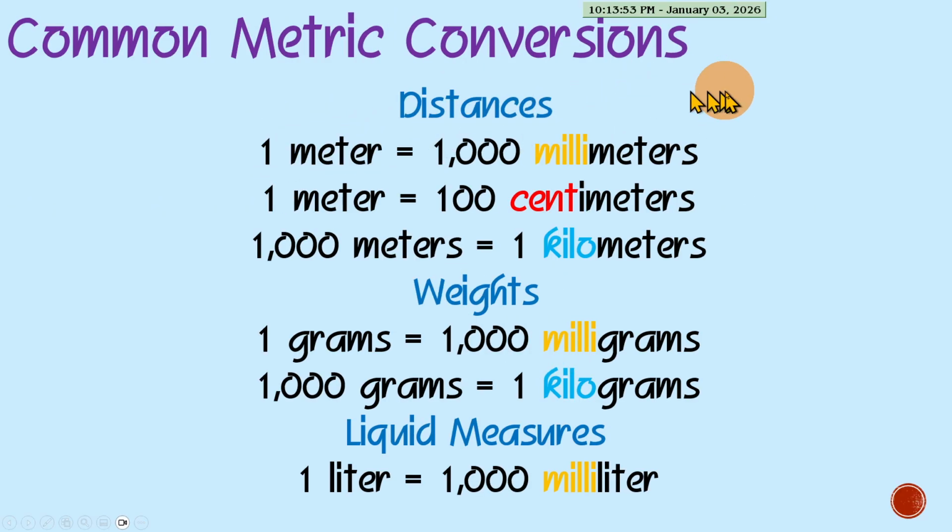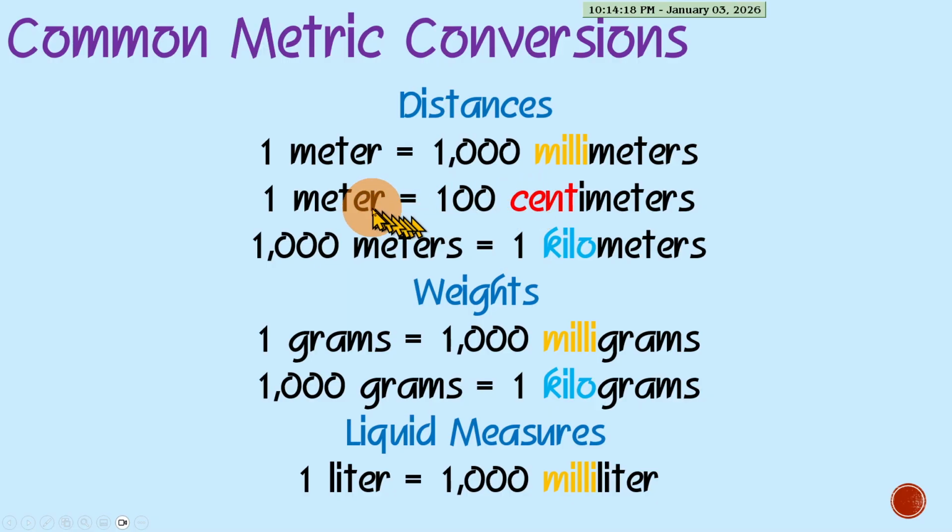These are common metric conversions that you need to know ahead of time going into the BGCSE. If you do not know these conversions, you will not be able to do the conversions. When you see milli, notice it's 1,000. 1 meter is 1,000 millimeters. 1 gram is 1,000 milligrams. 1 liter is 1,000 milliliters.